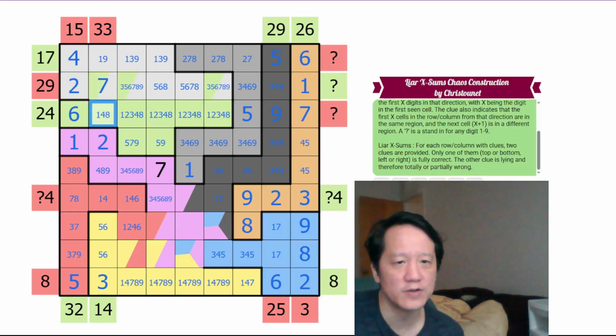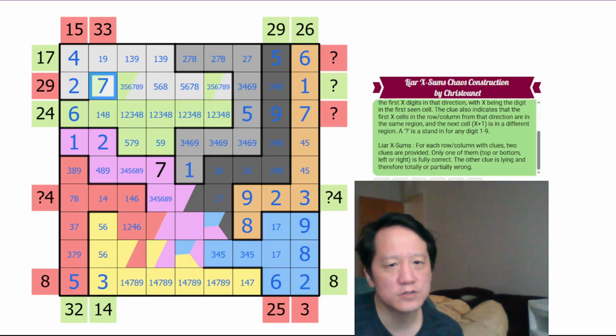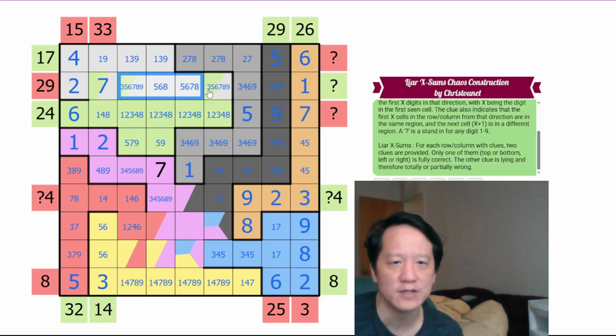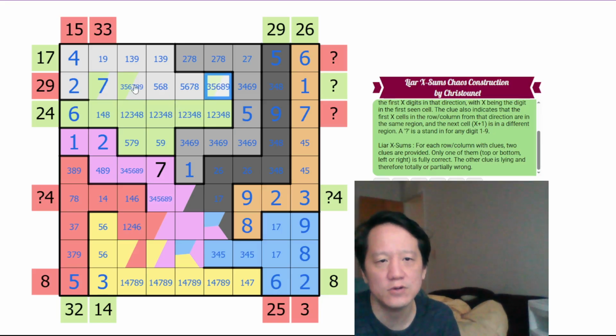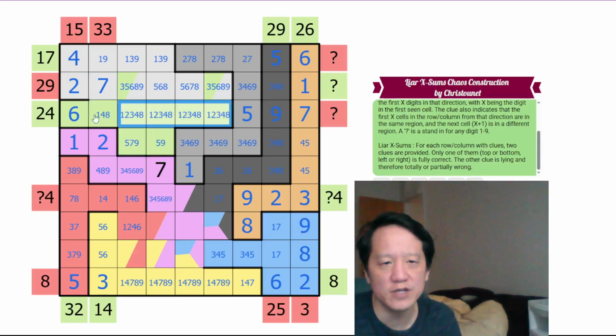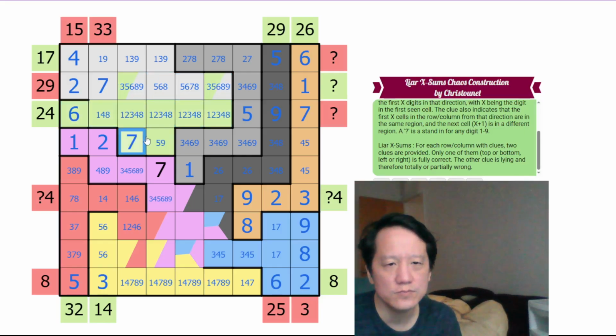So this is 7, which could be light. Actually, it has to be light. It cannot be green. If it's green here, light also needs a 7, but this 7 would eliminate 7s from the rest of the row. So this has to be light, which means the green 7 has to be here. So this is 7. No 7 here.